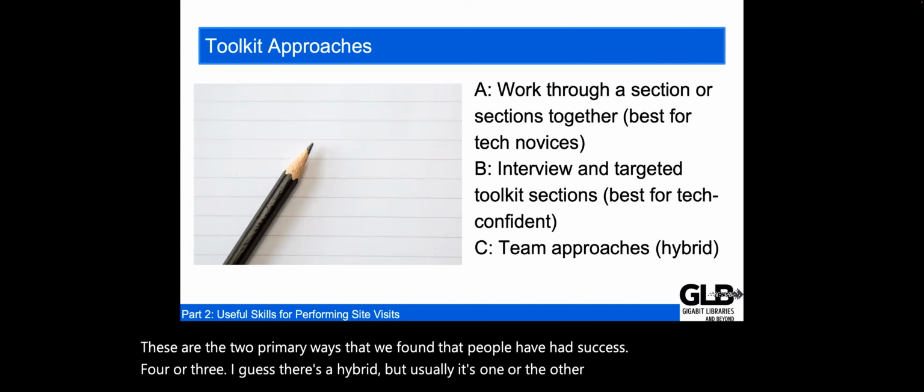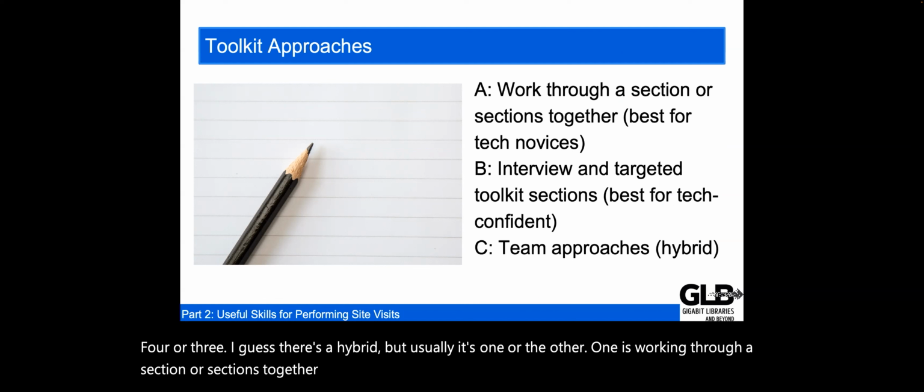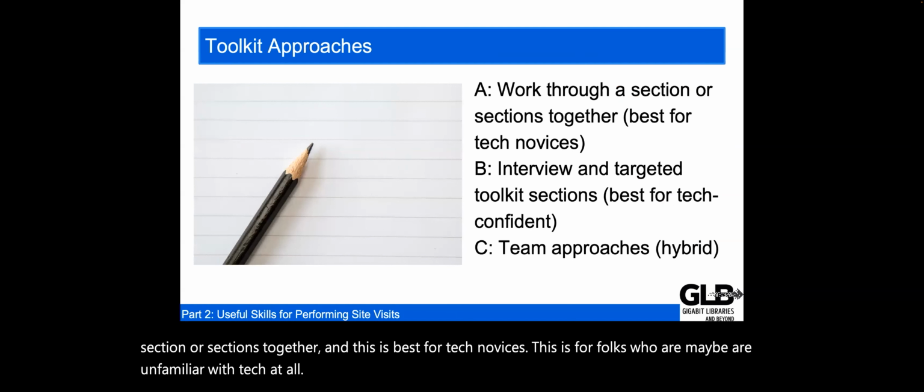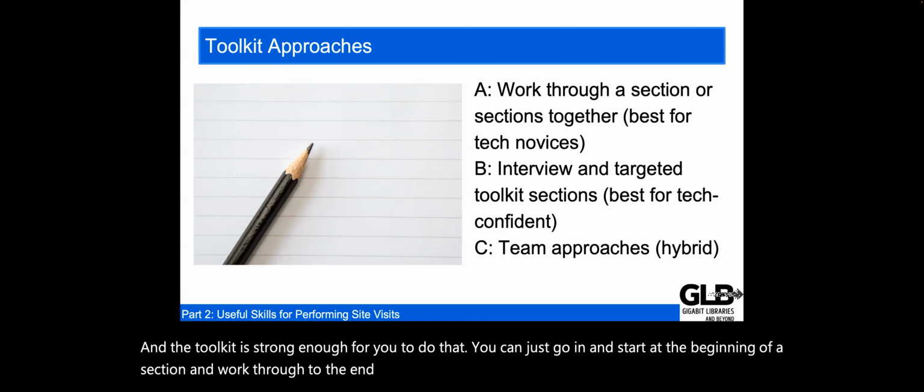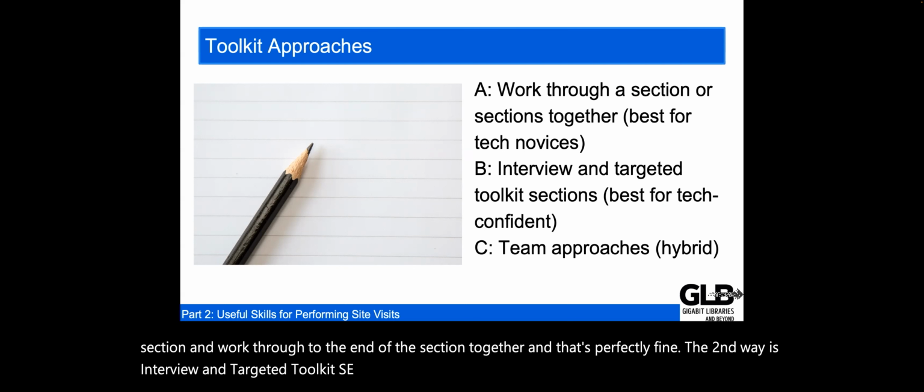One is working through a section or sections together, and this is best for tech novices. This is for folks who are unfamiliar with tech at all, and the toolkit is strong enough for you to do that. You can just go in and start at the beginning of a section and work through to the end of the section together, and that's perfectly fine. The second way is interview and targeted toolkit sections, and that's best for the tech confident. So I'm definitely squarely in category B.